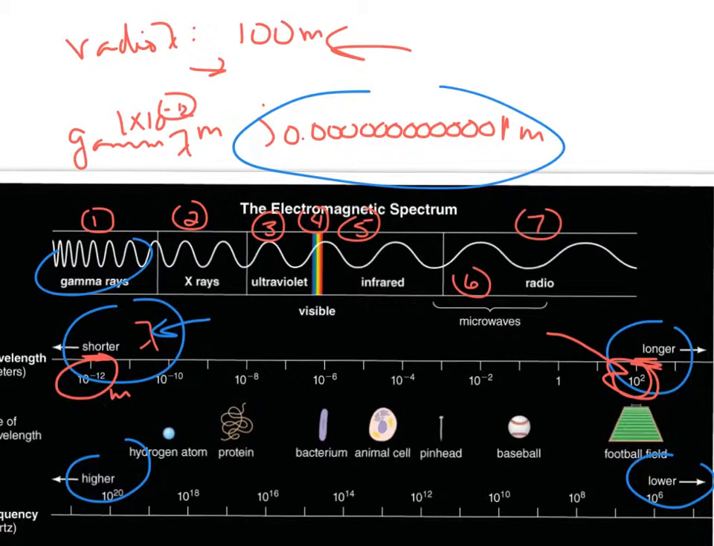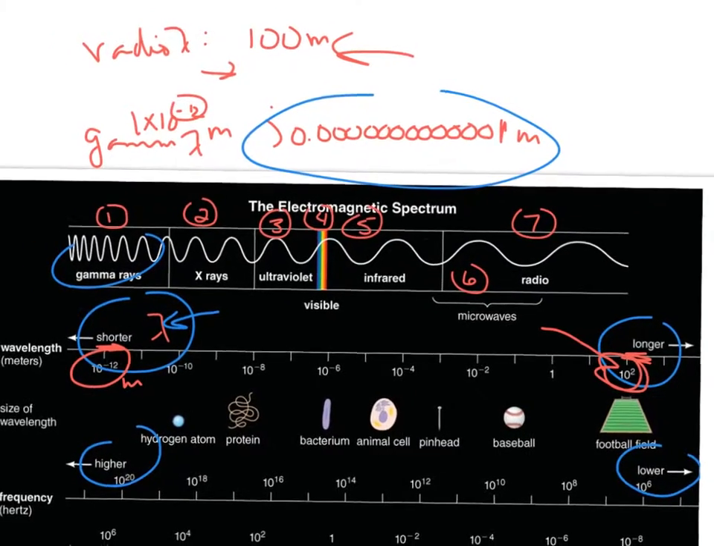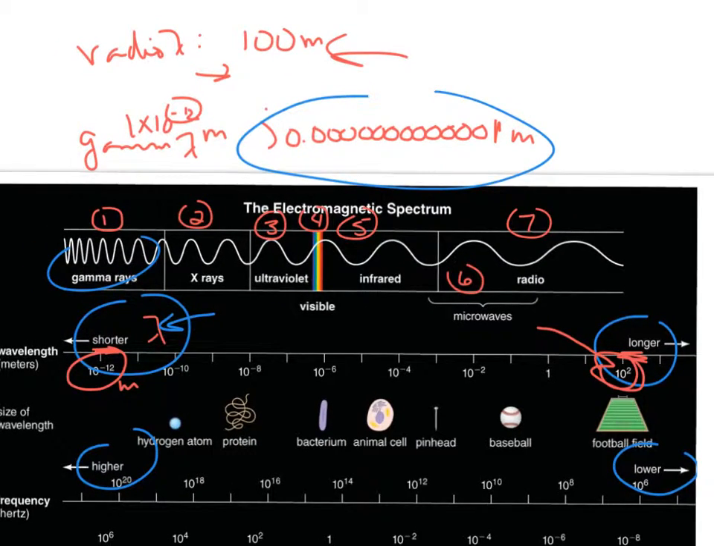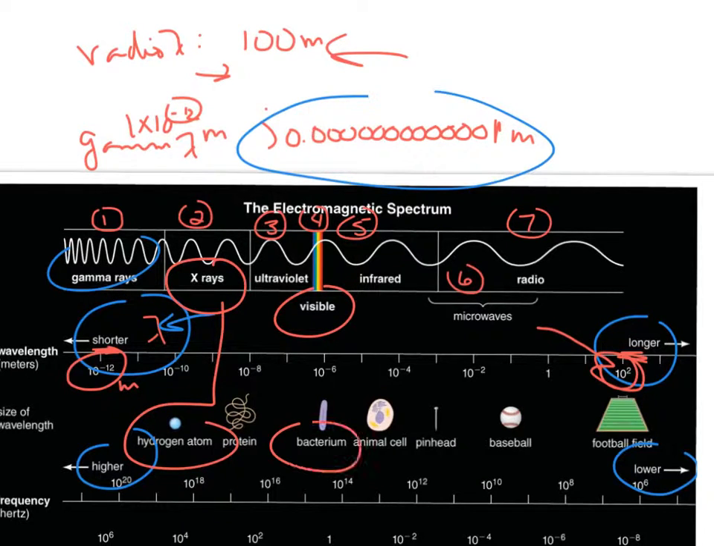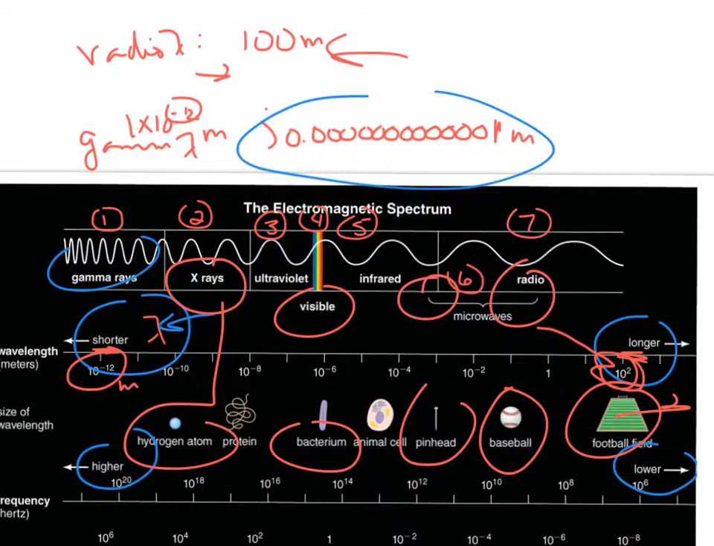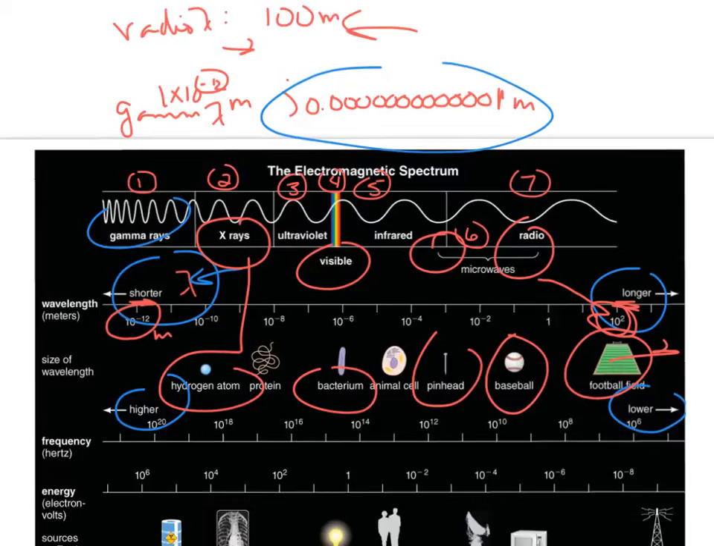Then what your author does is, on the same table, talk about everyday objects. How big, for instance, are X-rays? The wavelength of an X-ray falls into the ballpark of the size of a hydrogen atom. Visible light is about the size of a bacterium. Infrared is about the size of the head of a pin. Microwaves, about the size of a baseball. Radio waves, though, can be very long. So that's how that all works.